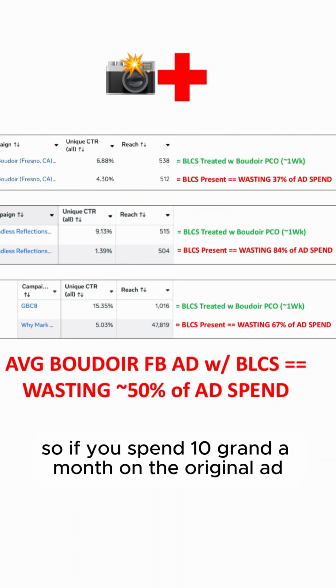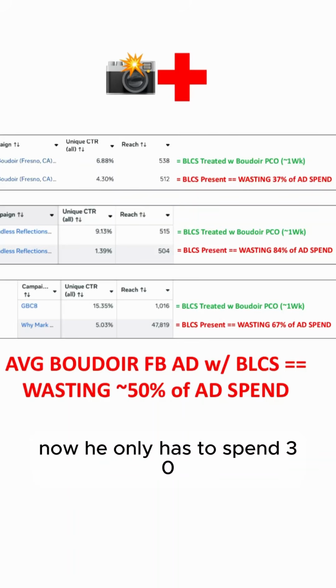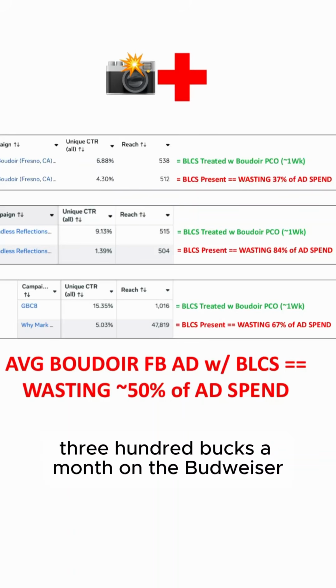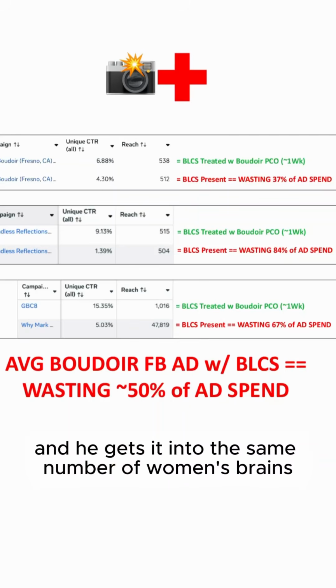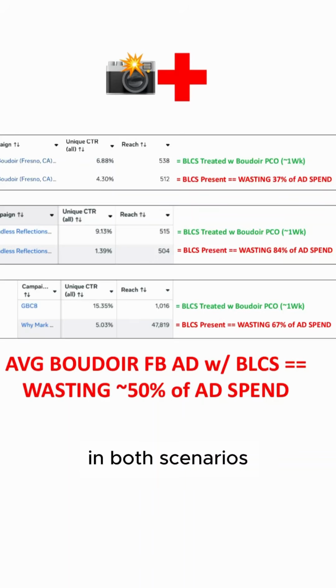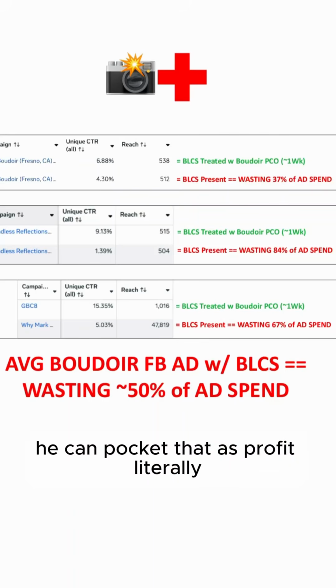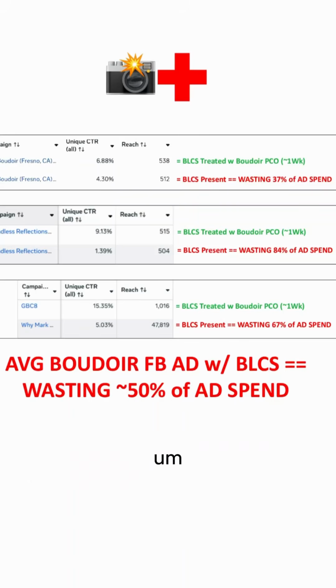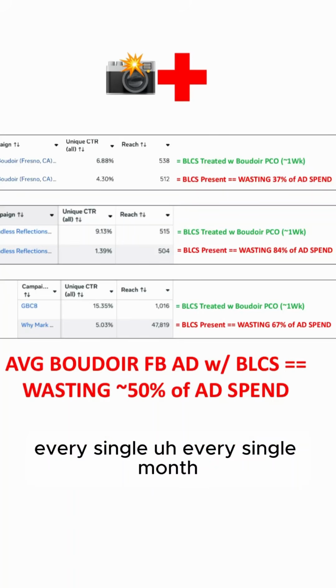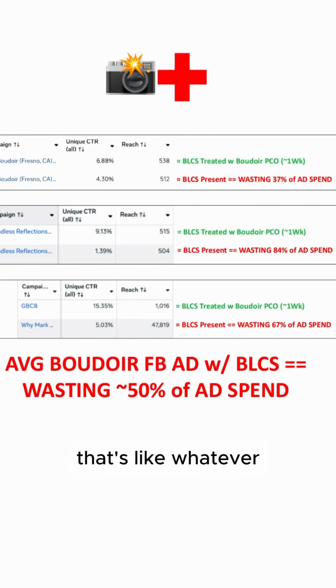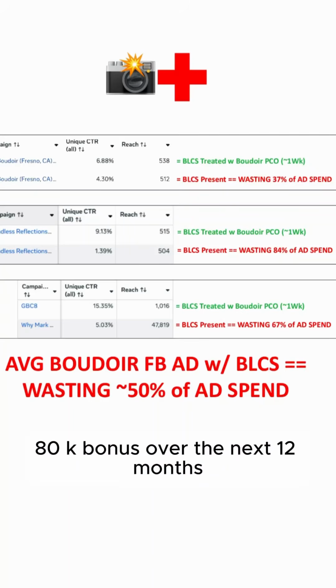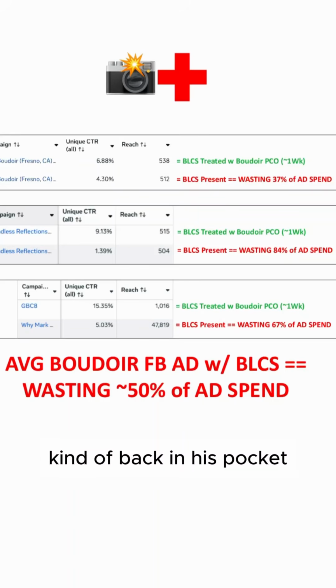So if he's spending 10 grand a month on the original ad, now he only has to spend 3,300 bucks a month on the Boudoir Pico treated ad, and he gets it into the same number of women's brains in both scenarios. So that 6,700 bucks a month being wasted, he can pocket that as profit, literally every single month. So it's like an 80K bonus over the next 12 months, kind of back in his pocket.